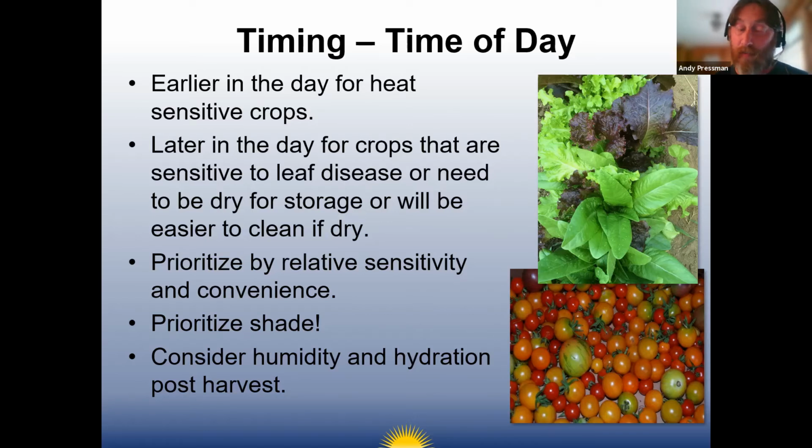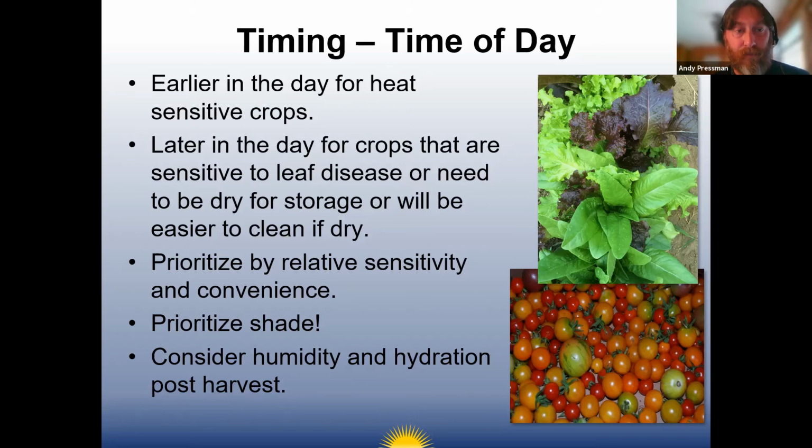So there are certain crops, particularly your greens, that you're going to want to harvest early in the morning while there's still moisture out, versus tomatoes or fruiting crops that you want to have all that moisture off the plants, and so you're going to want to prioritize to harvest those later in the day.